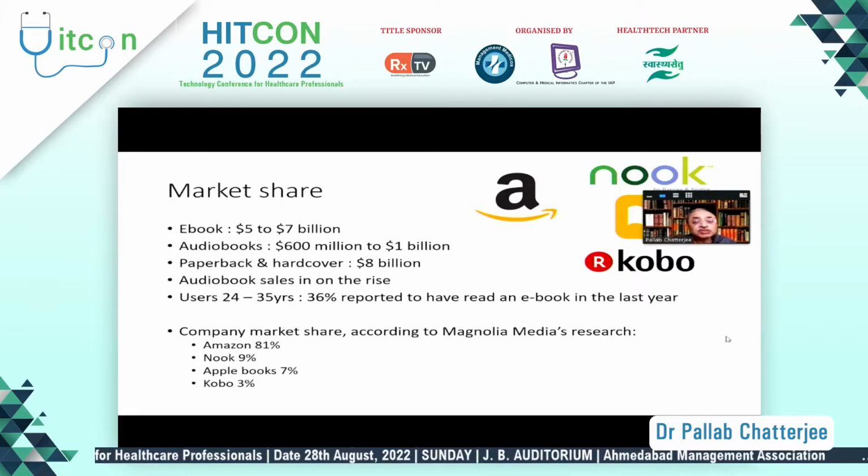The market share of ebooks is around $5 billion to $7 billion, which is still less than paperback books, but it is catching up, particularly in the Western world. So it's not very low compared to the paperback and the hardcover books. Audiobooks are the newer craze, and that is also picking up. It's around $600 million to $1 billion, and audiobook sales are on the rise. The younger generation tends to read more ebooks rather than physical books nowadays. Amazon is the market leader, with around 81% of sales, and the rest is by others.